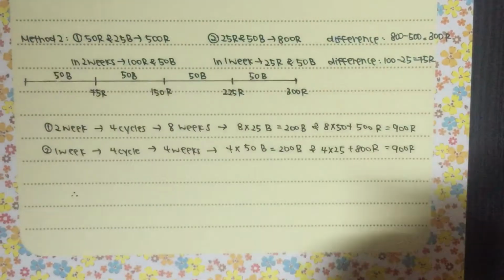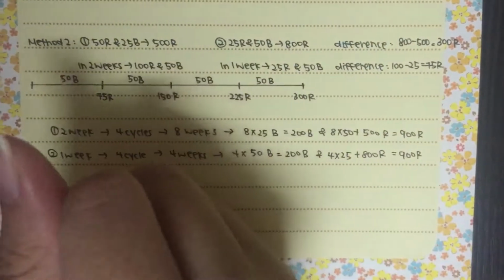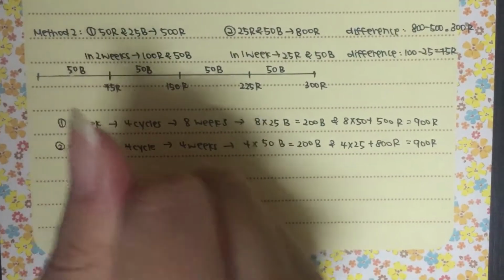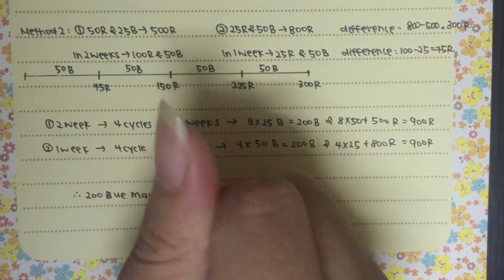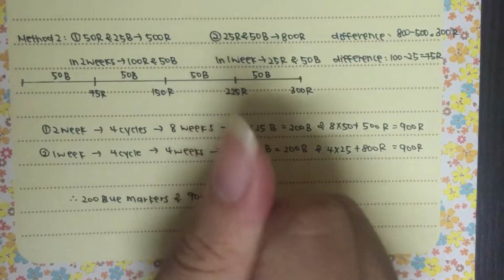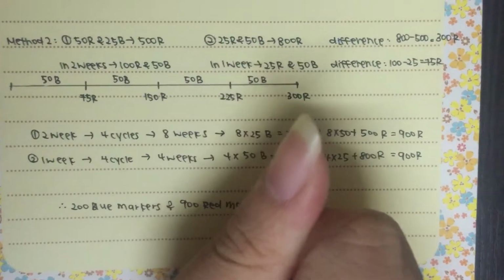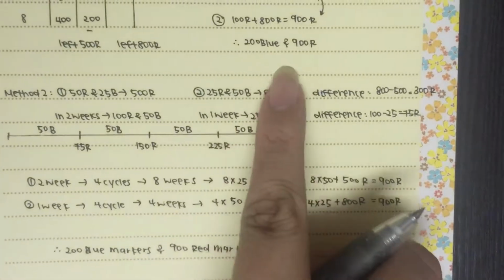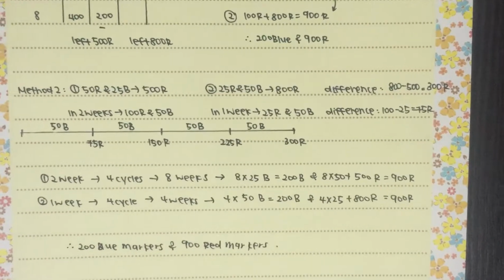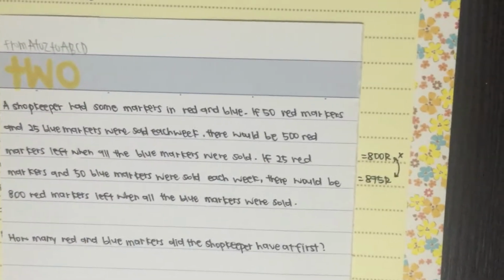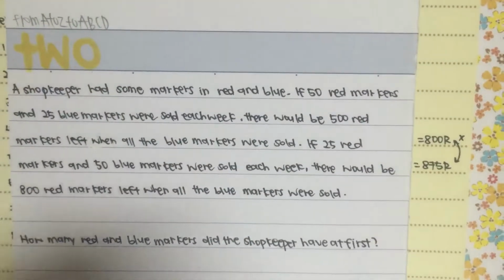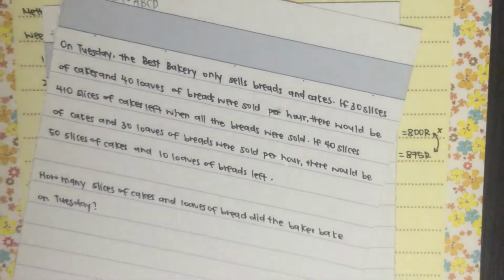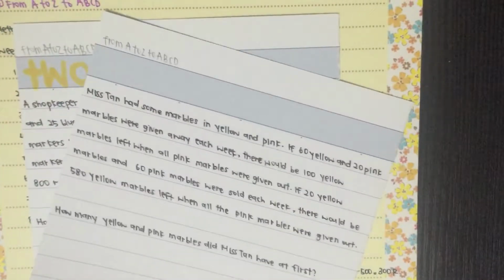Therefore, in this case, you'll be able to tell that there are 200 blue marbles and 900 red marbles. So the answer in both methods will be the same. So this is question number 1. There are 2 more questions available in the worksheet.